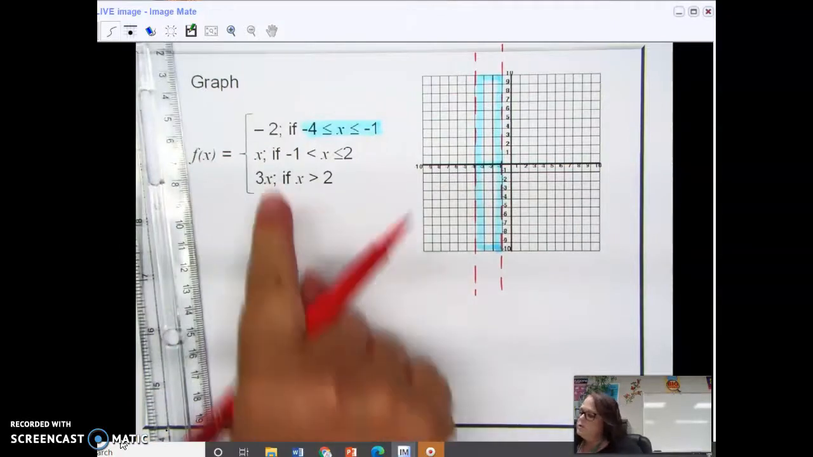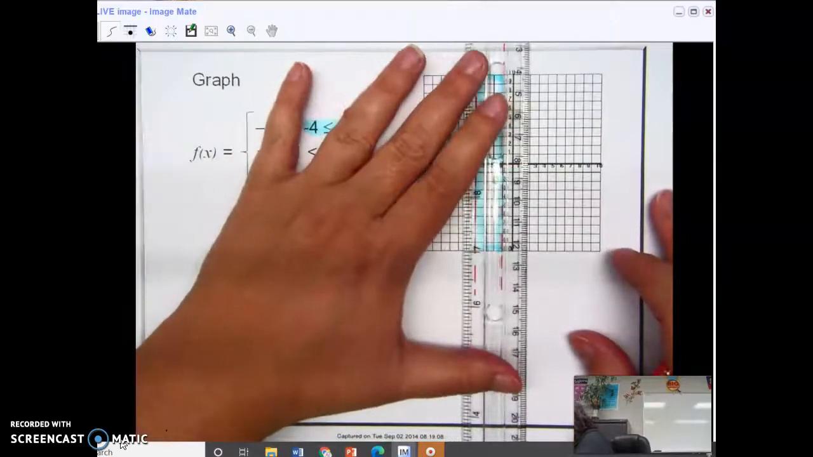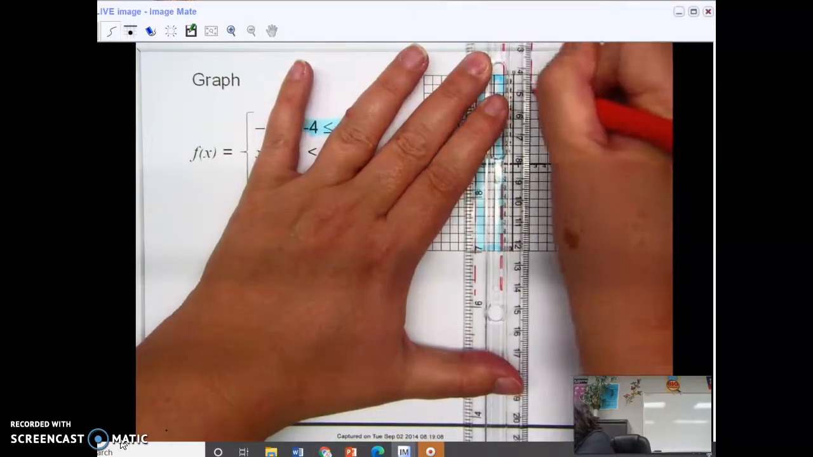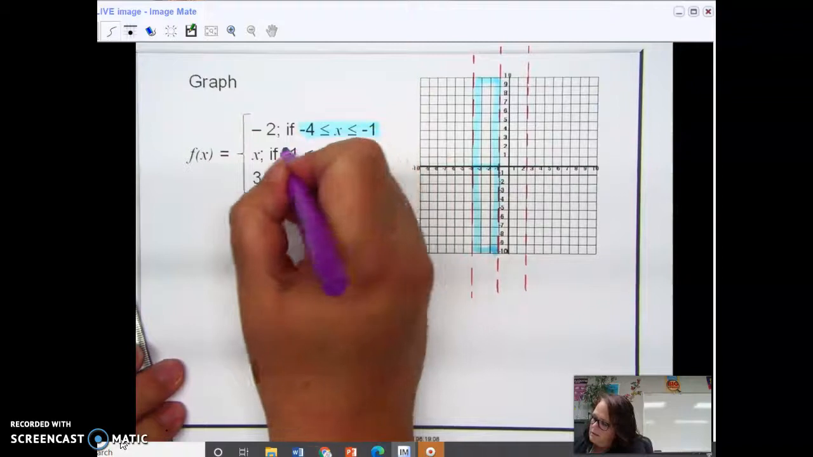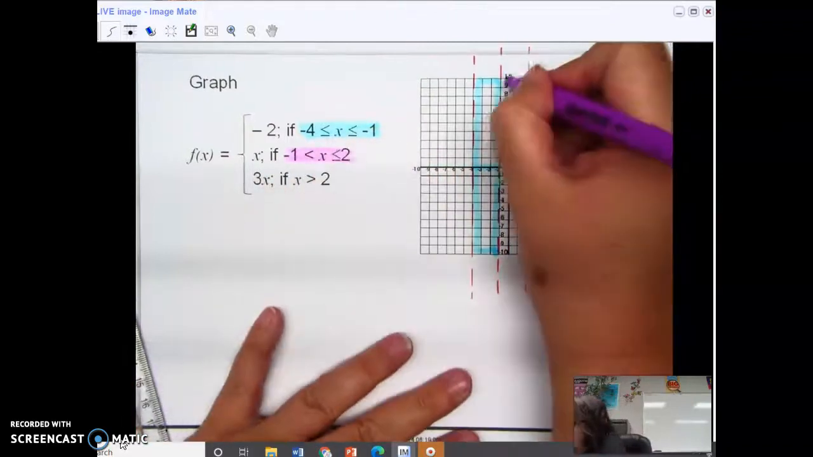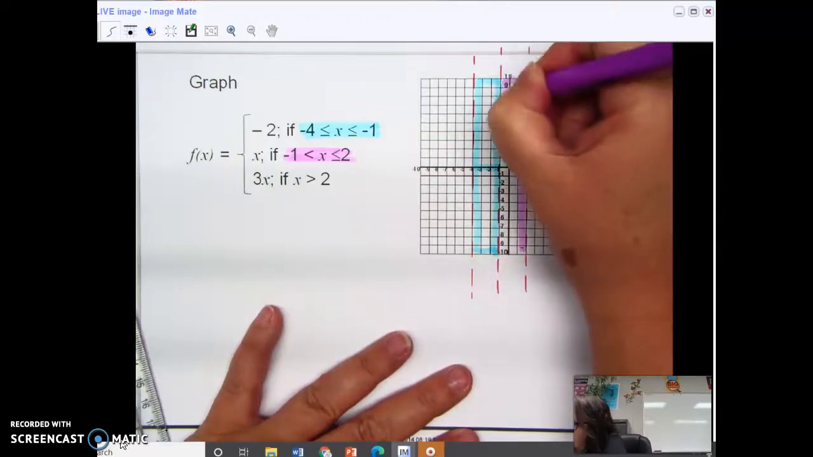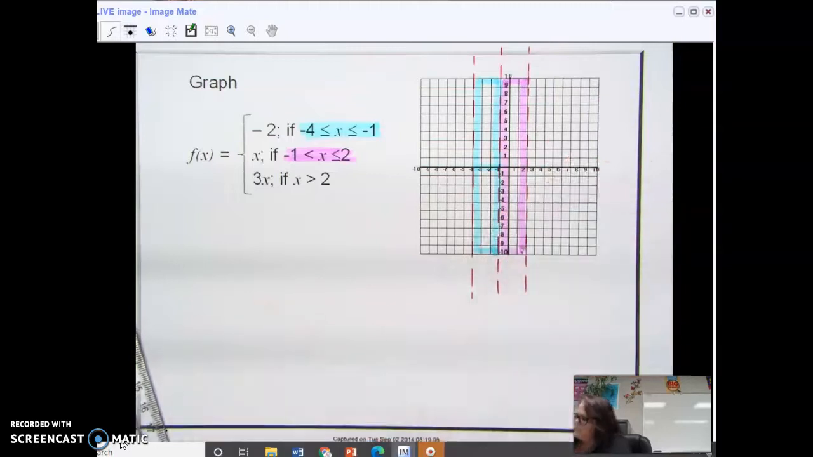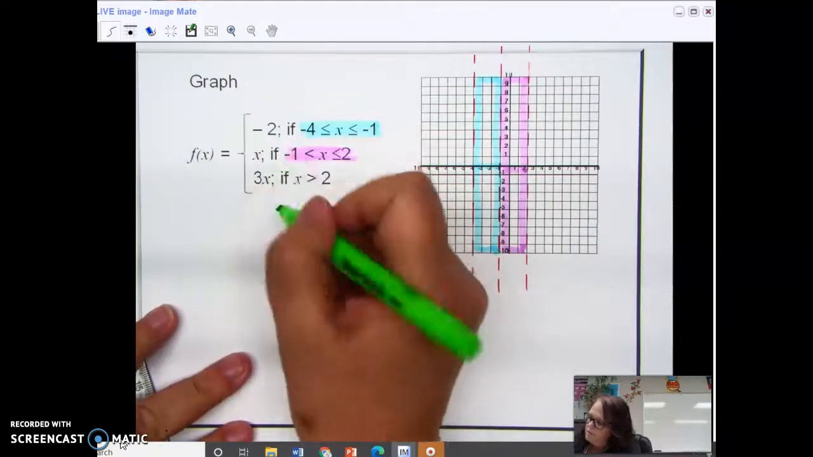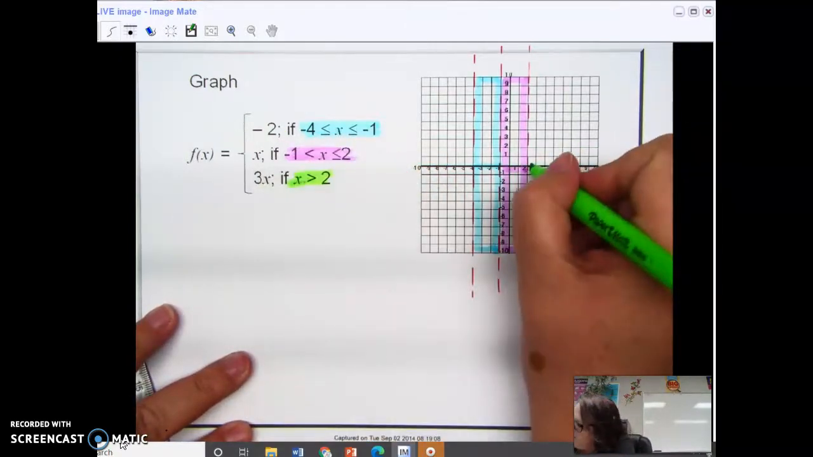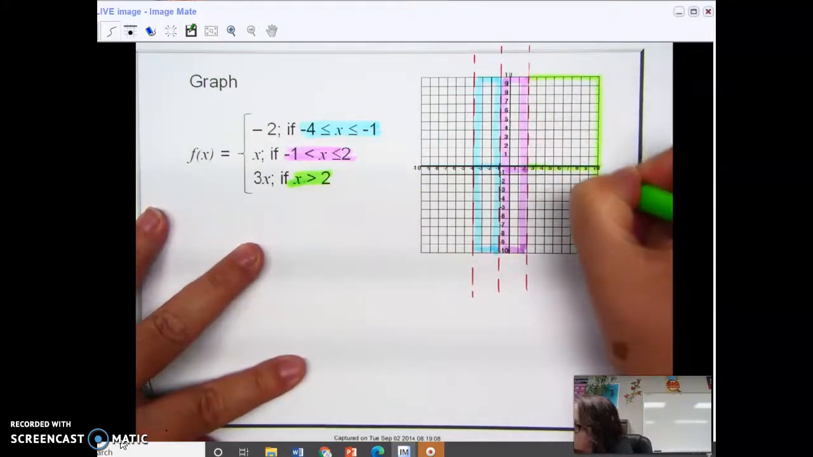All right, so then the next one, I have a boundary at x is equal to -1, and I have a boundary at x is equal to 2. So let's go ahead and draw in that line. And so this one here is talking about everything in between -1 and 2. So that's going to be this purple domain. And then the last one is talking about values that are greater than 2. And so that's going to be every value in this direction. So that's going to be this portion of the graph.